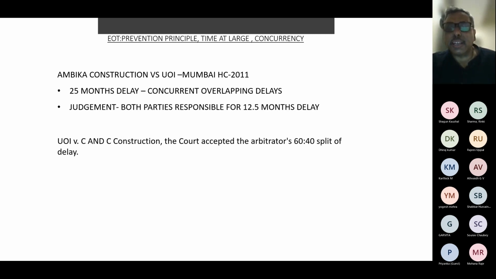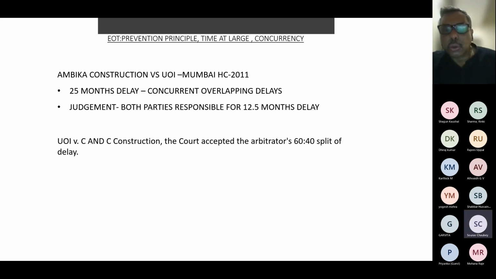UOI versus CNC Construction. Here, the arbitrator used a common sense approach. It looks like the agency, the Union of India, has a little more fault, so 60-40. So our arbitrators take a gut feeling approach, which is not correct. And most of the time, arbitrators are a little reluctant to call delay analysis experts. Whereas in Dubai, the courts have made it mandatory that before they decide on any claim or EOT, the services of a delay analysis expert and a report are mandatory. It's almost become compulsory. In India, it's slowly picking up.